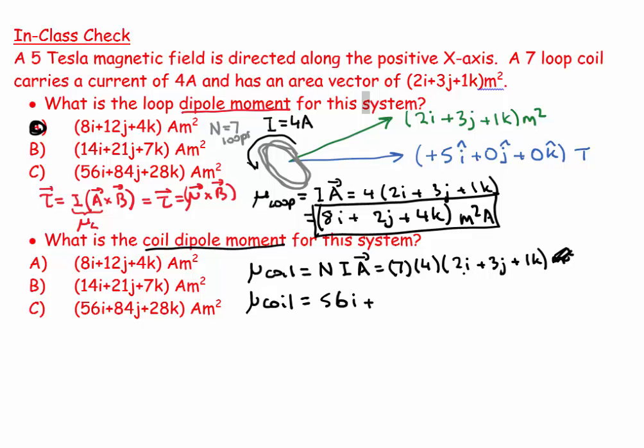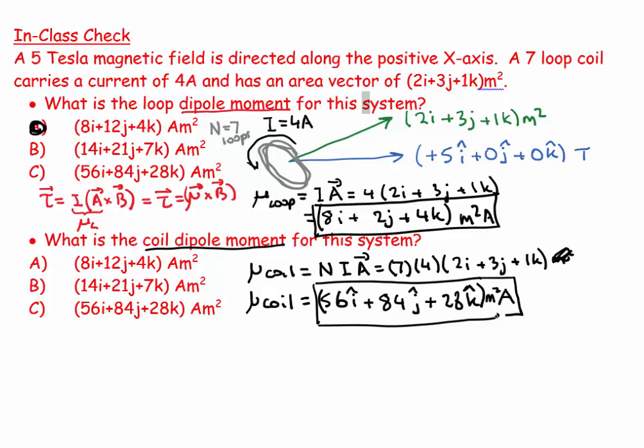And then let's have a look. 3 times 28 is 60, and 24, 84J. And then we have 1 times 28, 28K. And our units are going to be, well, the number of turns has no units. The current is in amps, and my area is in meters squared. So there's my units for that.